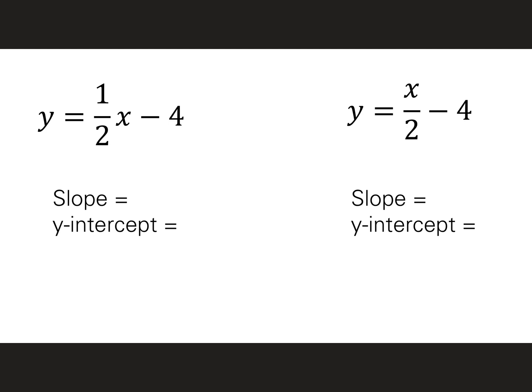Okay, what about these two? Well, the first one's easy. The coefficient for x is 1/2, and your constant is a -4. And if I didn't say it before, the sign is part of that y-intercept, so don't forget it. But what about the next one? Is it a 2? Is it 1/2? Well, what number is beside x that can be invisible? A 1. That's the exact same equation as the one to the left. The slope is 1/2, and your y-intercept is -4.